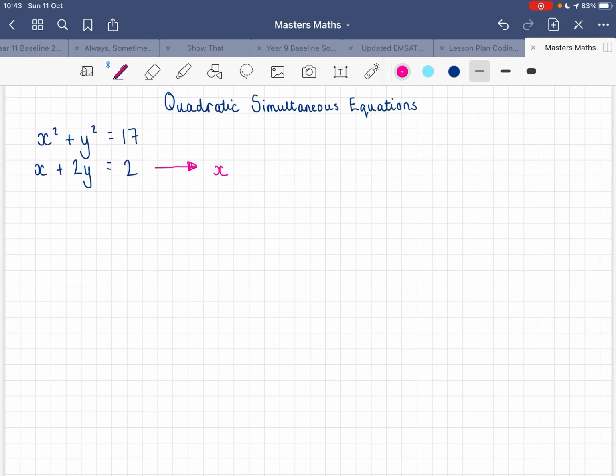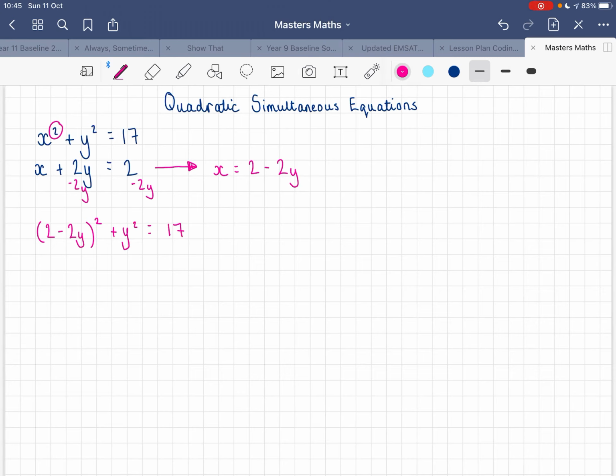So we're going to make it x equals 2 minus 2y by subtracting that 2y from both sides. Okay, now that it's x equals, we can substitute it into the quadratic. So wherever there is an x, which is here, we're going to replace it with 2 minus 2y. So I have 2 minus 2y, and it's squared because x is squared here, plus y squared equals 17.